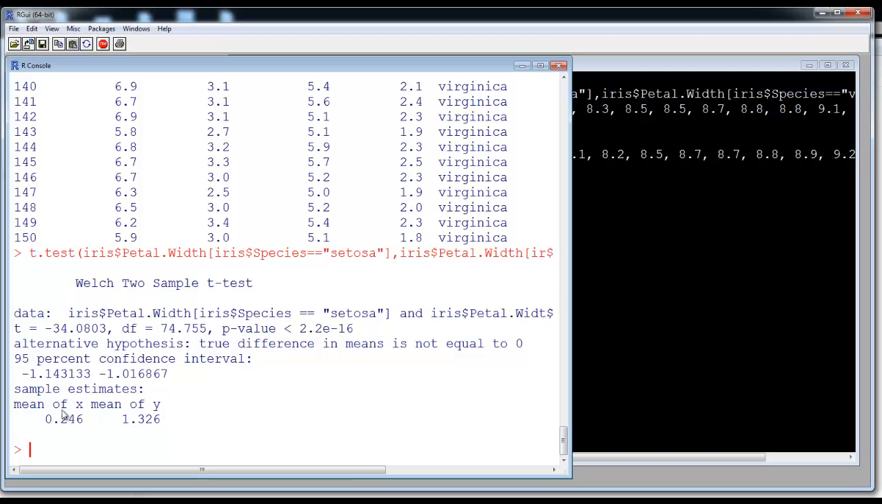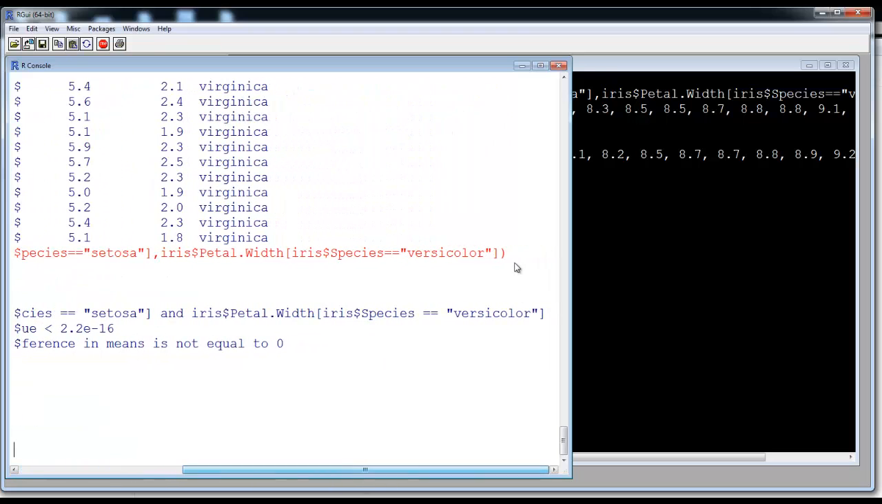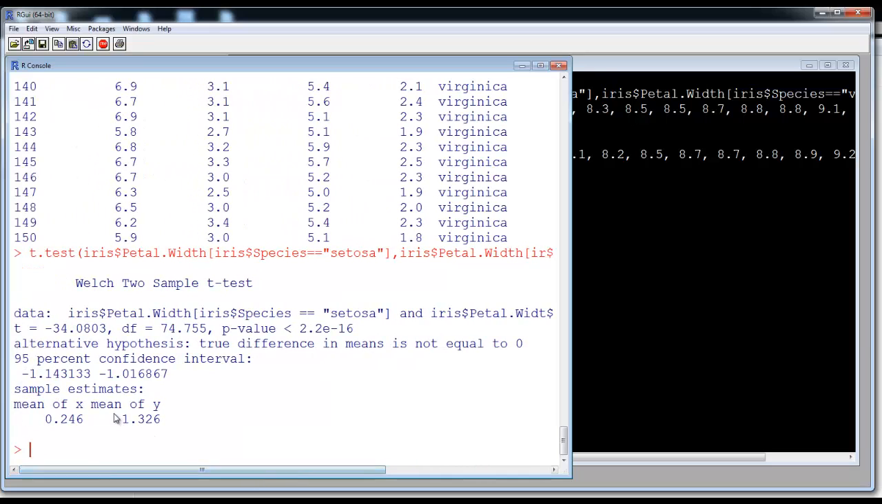And R will also calculate the mean of x and mean of y, that is, of the two data series. So the setosa has a mean of 0.246 and the second one, this versicolor, has a mean of 1.326. So everything is beautiful in this example. We will see another example where we see some kind of a problem.